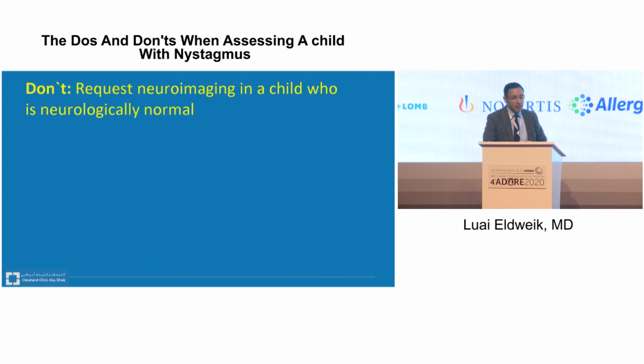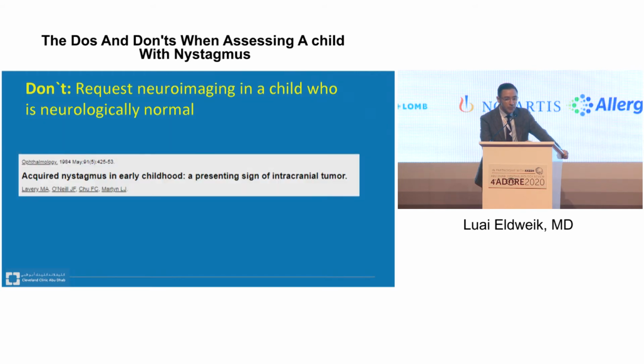And the last and most important one: don't request neuroimaging in a child who is neurologically normal. The last slide will show the indications, but I am going to go quickly through different videos. Actually, I will stop at this study. This is a study that looked at acquired nystagmus in 10 patients presenting with intracranial tumor. All of the 10 patients had optic atrophy. So the imaging was done because of the optic atrophy. The diagnosis was made based on the optic atrophy, not based on the nystagmus.